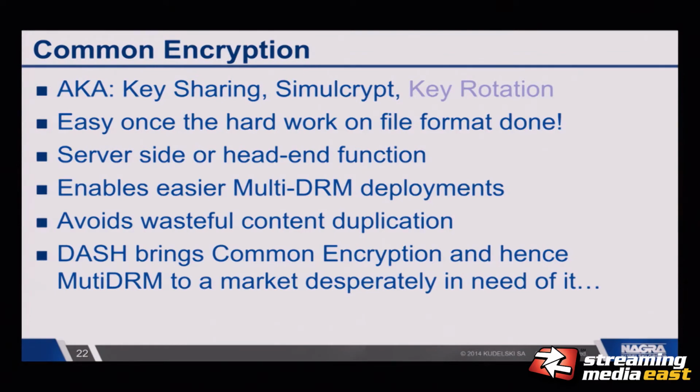Common encryption also has a few other names, slightly different contextually defined names, but they're basically all the same. Key sharing. Simulcrypt is the old version of what was done 20 odd years ago for conditional access, but it's essentially the same technique where you come up with a common cipher and a common key length, and you avoid having to replicate streams, which can be incredibly expensive. You have to duplicate files or streams once or twice or multiple times. It's horribly expensive.